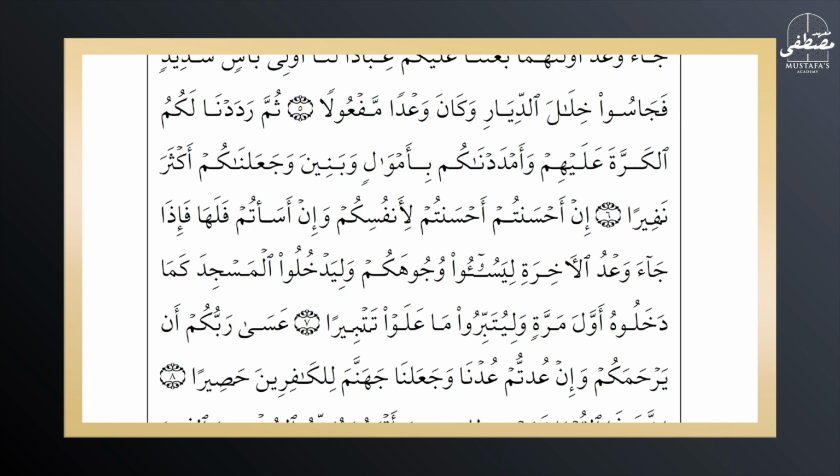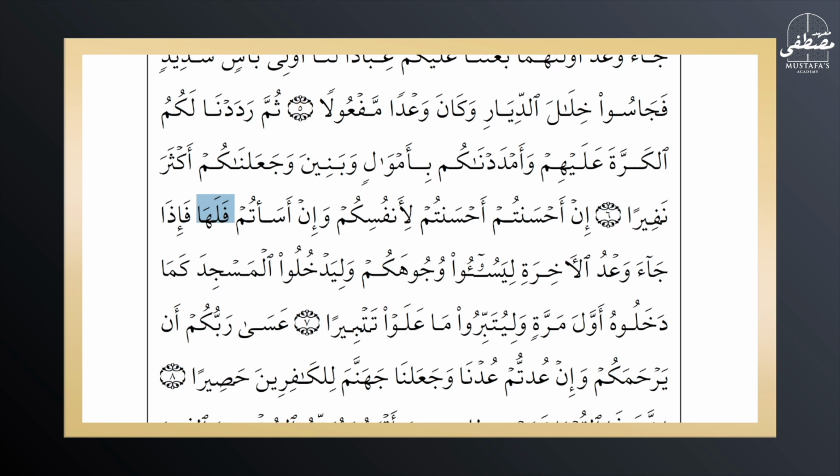Now look at in. Remember we said in? In, the next word that comes is a verb. In ahsantum. If you are to perfect, ahsantum li anfusikum. You perfected for yourself. Wa in asatum, and if you are to commit corruption, falaha, then it's against your own self again.